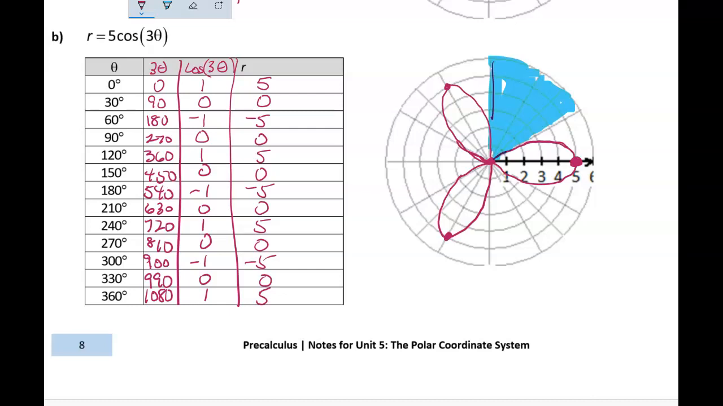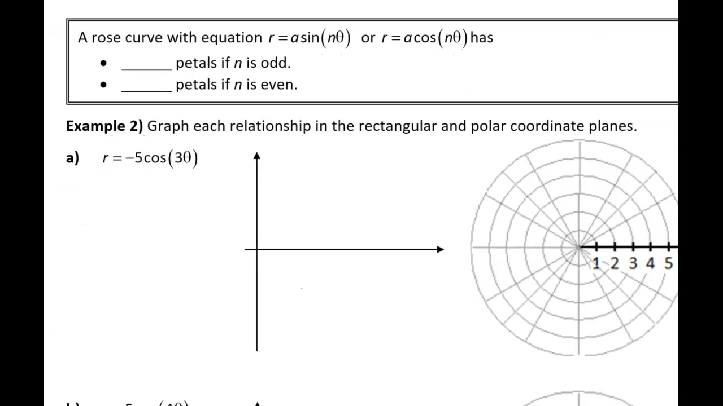We could continue graphing, and we didn't get all the way to the end of the cycle. We only made it to 180 degrees in the table of values. If we keep going, we're actually going to trace over the 3 petals once more. So there's really 6 petals, but the petals graph on top of each other, so we only get a 3-petaled rose curve. So let's generalize that.